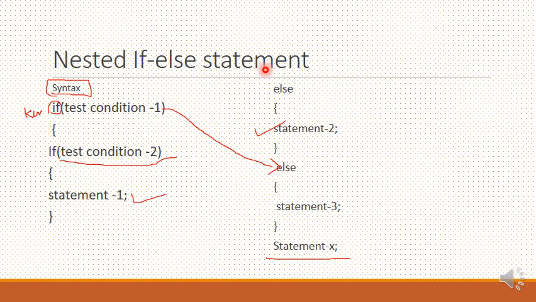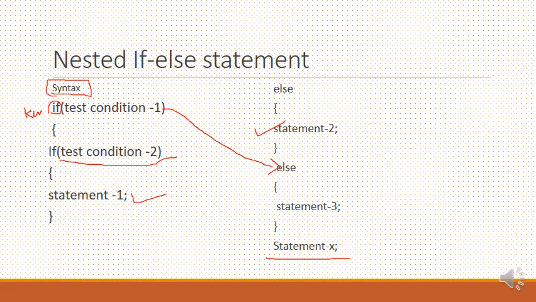So let us see one simple example. I already told in the last class, we checked only one condition. If that condition is true, which statements are going to execute? If that condition is false, which statements are going to execute? But here, in some applications, two conditions should be satisfied. Then you are going to use this statement.